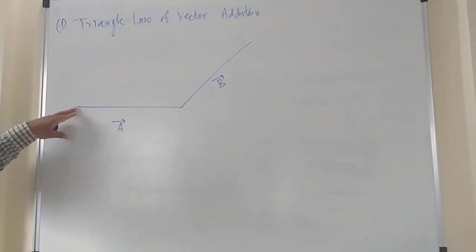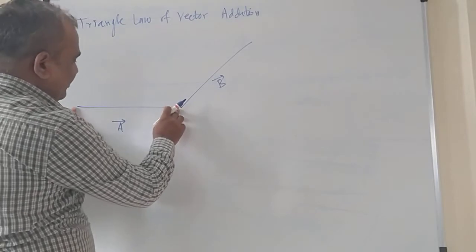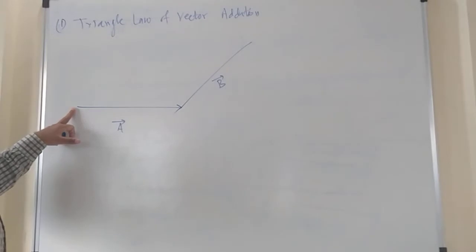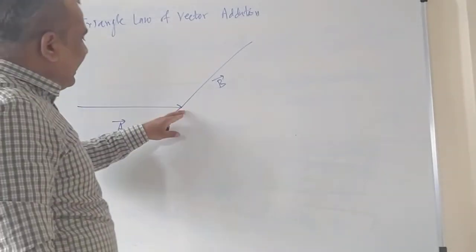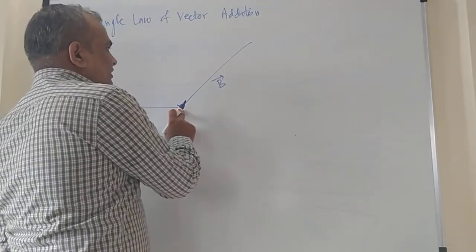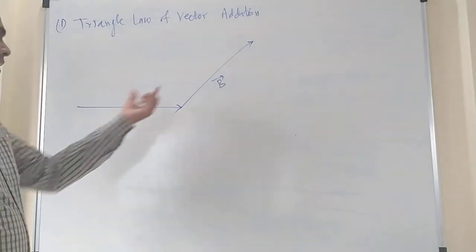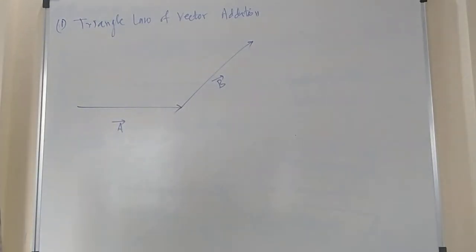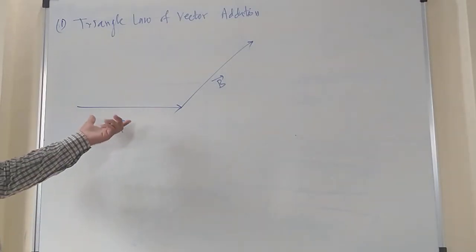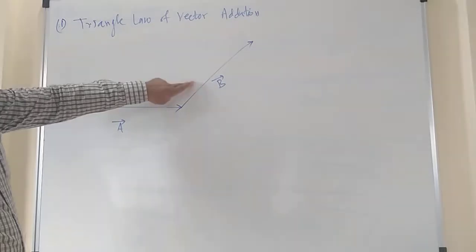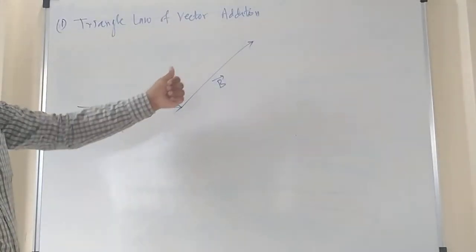This is the starting of the vector, this is called the tail of the vector. This is the ending of the first vector a bar, and this is represented with the help of an arrow. Got it? At the ending of the first vector, your second vector starts, and this is the ending of the vector represented with the arrow. So this is a bar, this is b bar. And the triangle law of vector addition says that if a bar and b bar are the two sides of the triangle, then the resultant of the two sides or the two vectors gives you the third side of the triangle.